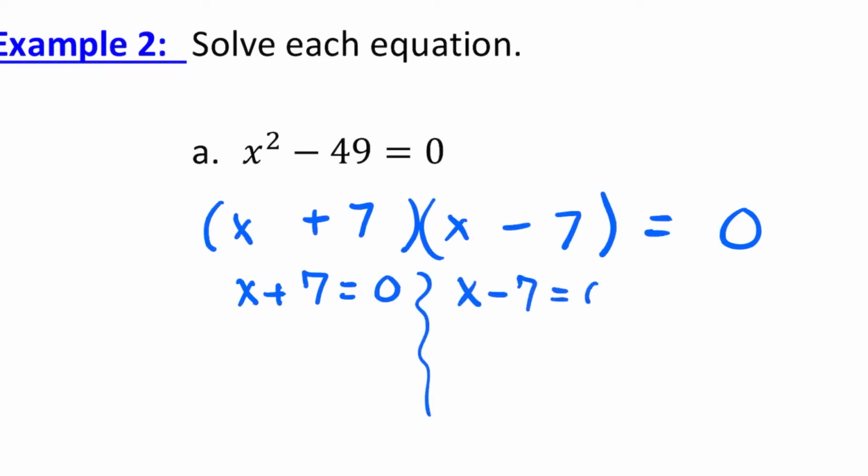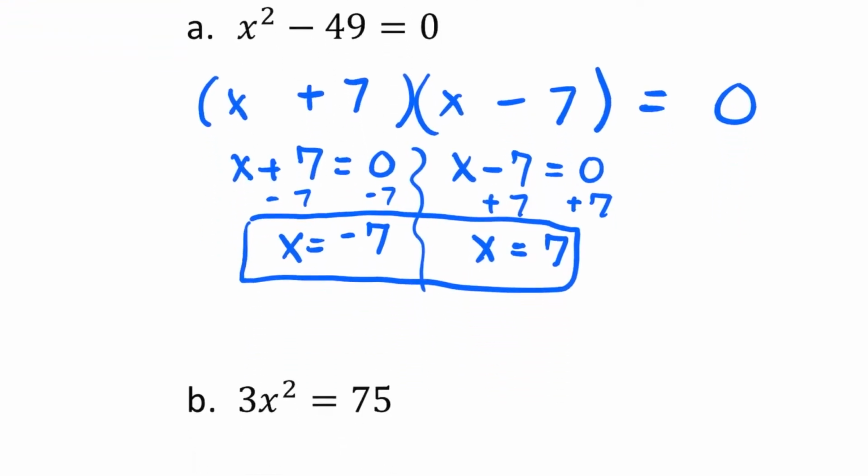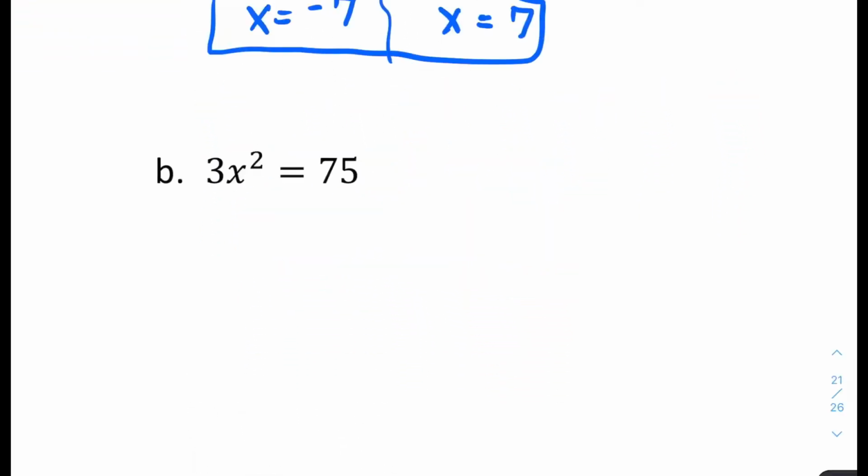And then if you set each factor equal to 0 and solve, you'll have two solutions, either x equals negative 7 or x equals positive 7. And you can always check your equation solving if you plug those back into the original. 7 squared minus 49 does get you 0, and negative 7 does as well.